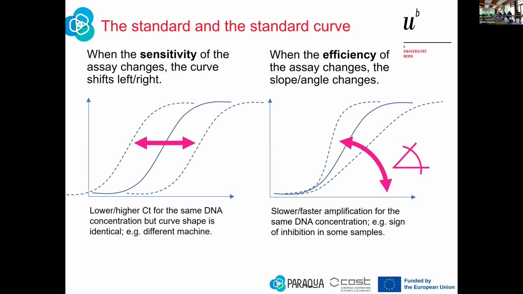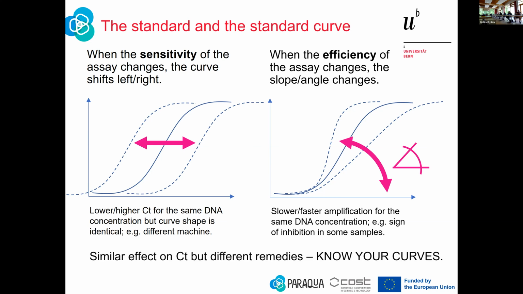The effect on the CT is very similar. The CT crossing point shifts, but you have to understand why it shifts to really know what you're doing. Exactly. So know your curves.